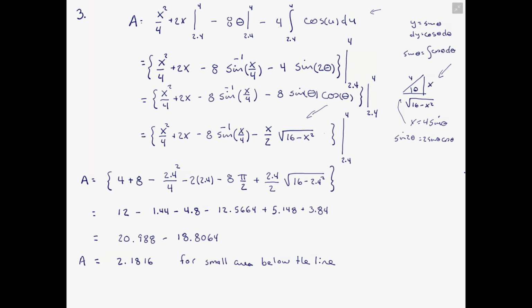X squared over 4 plus 2x minus 8 arc sine of x over 4 minus x over 2 times the square root of 16 minus x squared. And now all of these can be evaluated between the x limits 4 and 2.4. And now it's just down to plain old addition.